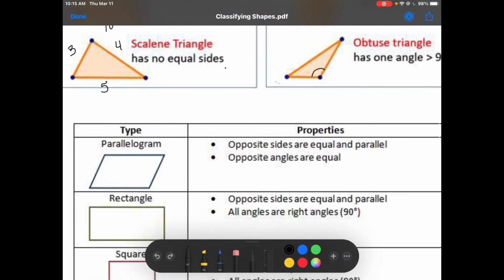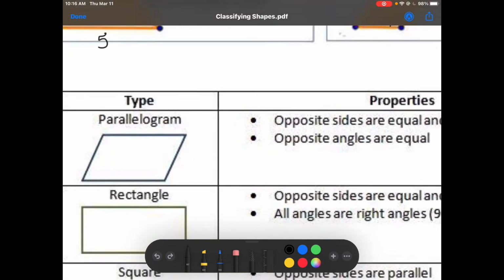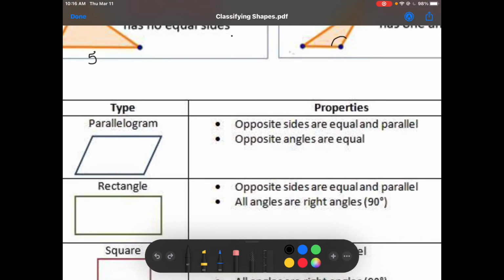These are types of quadrilaterals, so 4 sides. So we have a parallelogram, okay? Opposite sides are equal and parallel. Equal meaning that they're both going to be the same length. Maybe each of these side lengths are 10, and these side lengths are also equal, just with a different number. So maybe these ones are 8. And opposite angles will be equal as well. Okay, so this angle will be congruent to this angle, and this angle will be congruent to this angle.